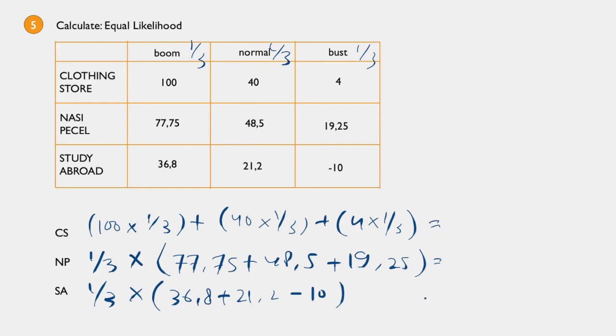Okay, and from these we will have 48, 48.5 and 16. So from these three alternatives, the one which will give us the highest value is the second option. So from the equal likelihood criterion, we choose nasi pecel.